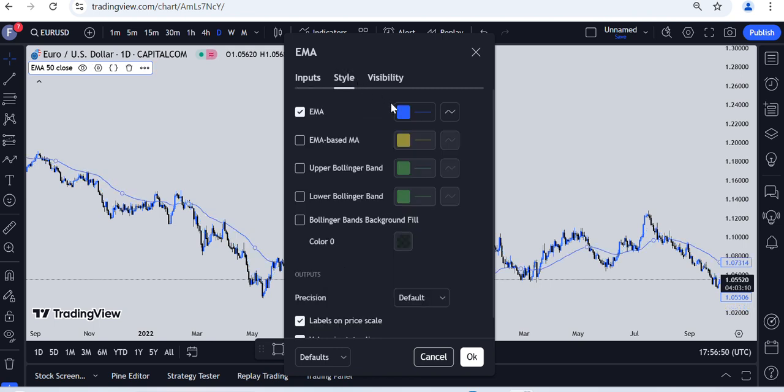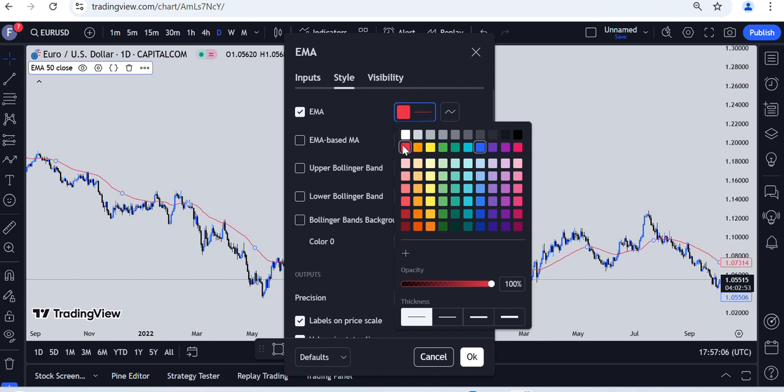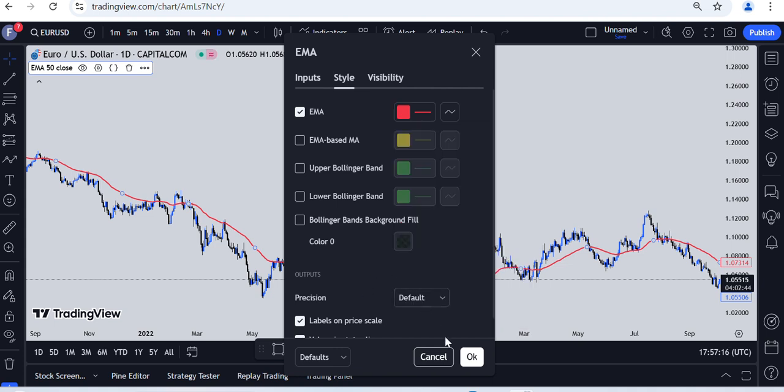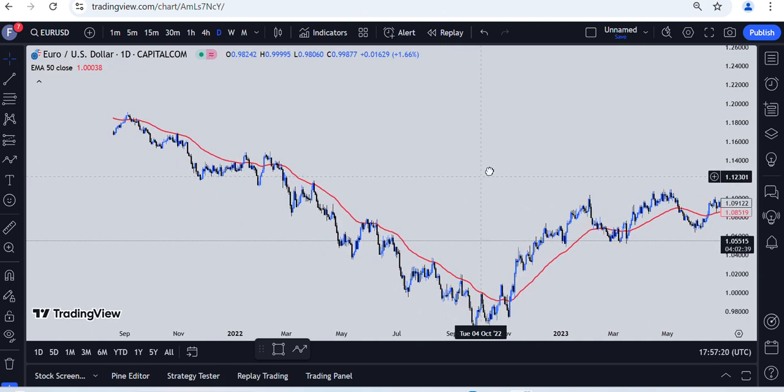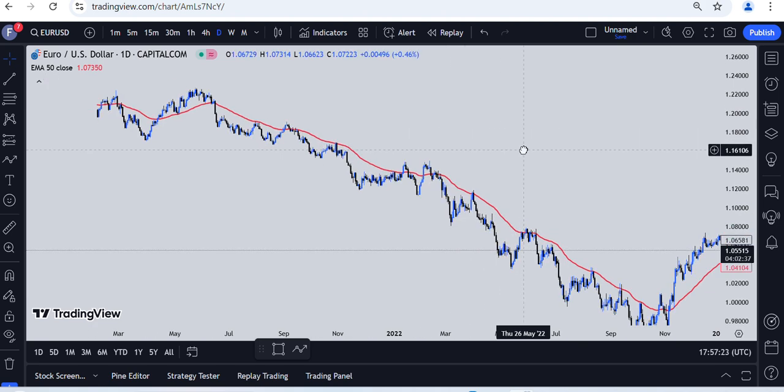For style, you are changing just this first one, this EMA. Me, I want to change my color to red. It's already on blue, but I want to use red. It's optional. You can use any color you want. I've selected red. Now come down to make it a bit thicker, so the second option here, and that is all. Then I click OK, OK, OK.